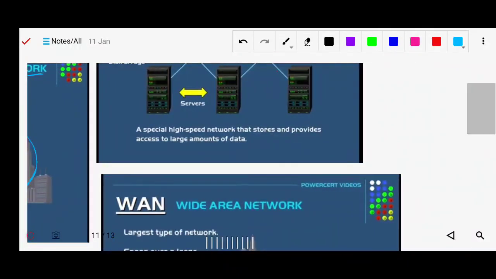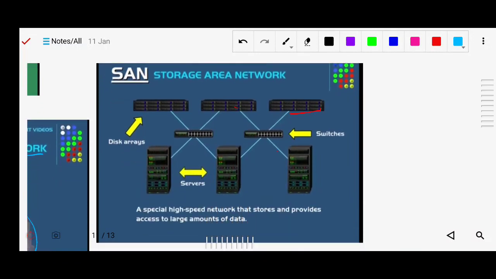Next, there is one more which is not here in the book, which is the SAN, storage area network. Here the systems are connected to share their resources, meaning two or more systems are connected and sharing their resources, for exchanging data, where data from the hard disk is transferred. So in this case SAN kind of networks are there to transfer the data. It is a special high speed network that stores and provides access to a large amount of data.